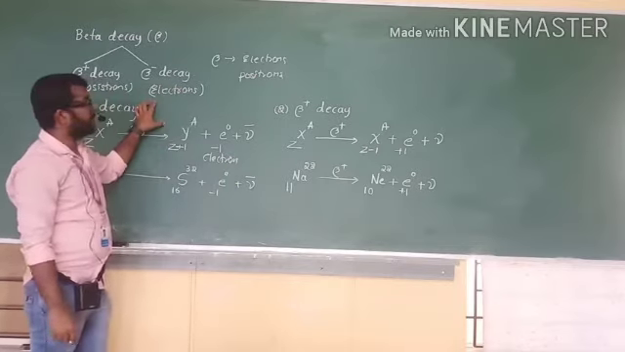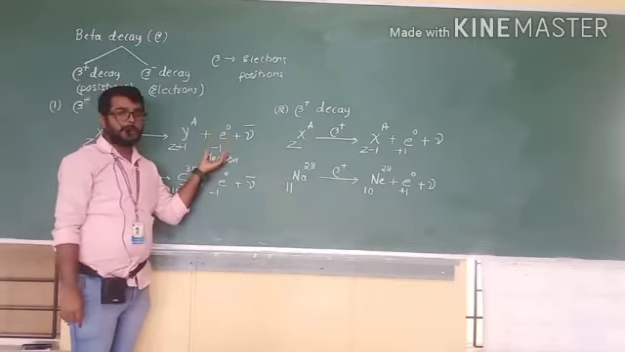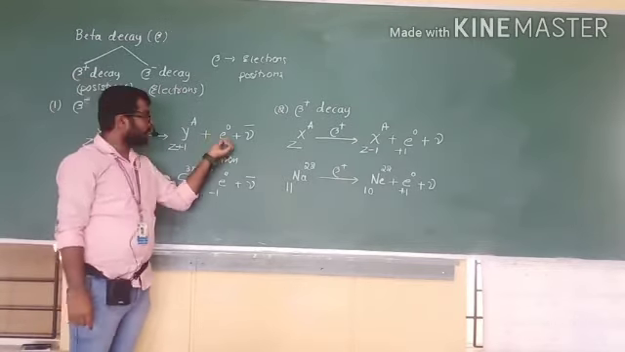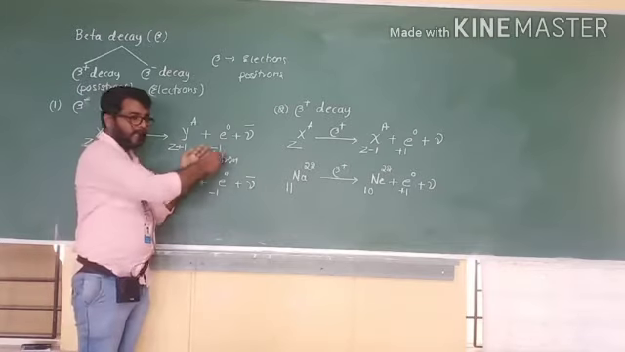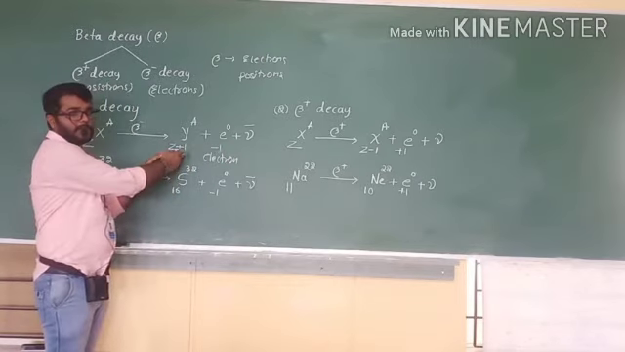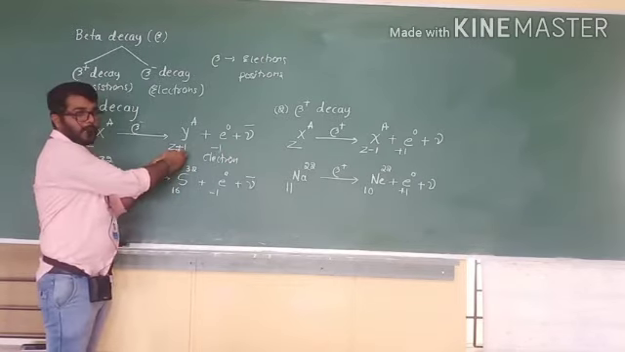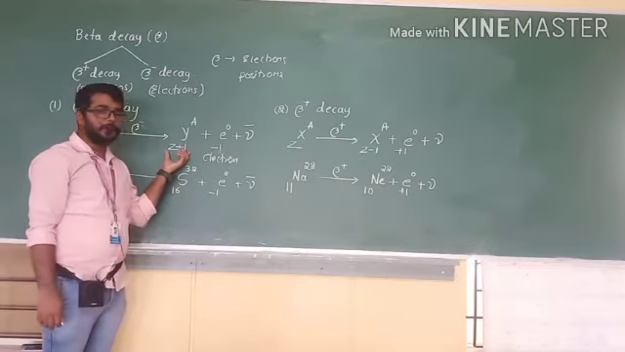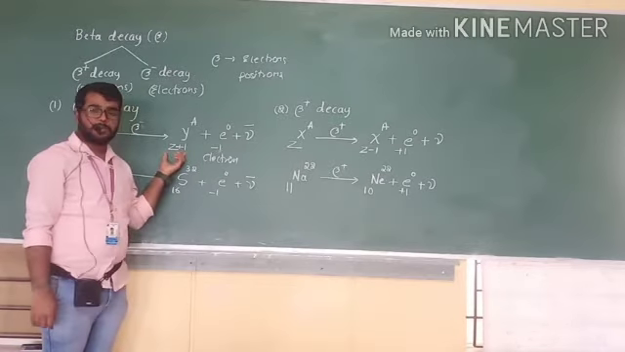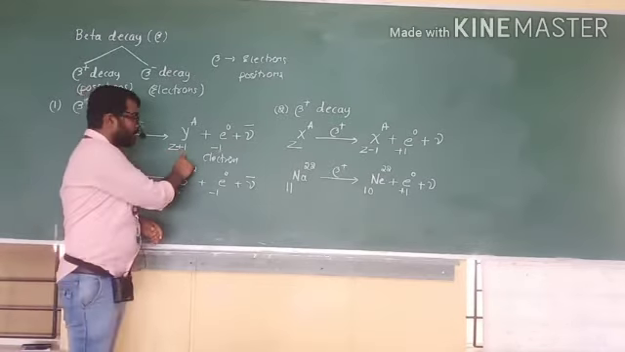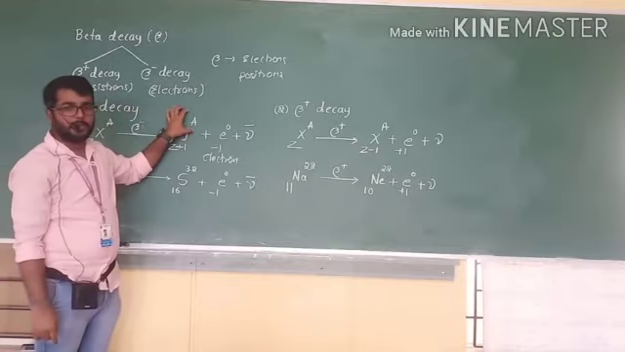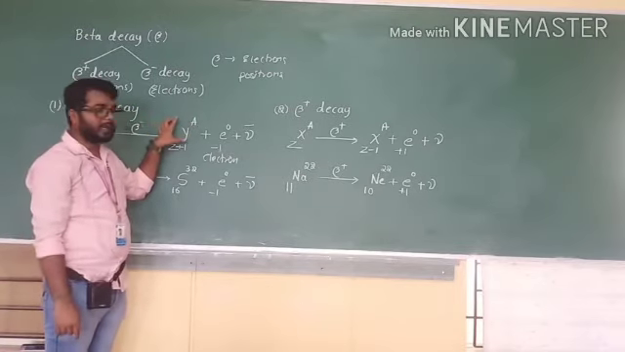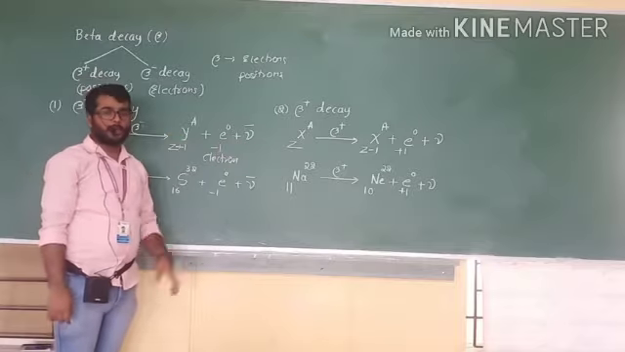Beta minus decay means an electron must be emitted. When an electron is emitted, we write e with a charge of -1. To balance this equation, the daughter nucleus must have Z+1. Z+1 minus 1 cancels and comes to Z, and the mass number remains the same. During this negative beta decay, one more particle is emitted.